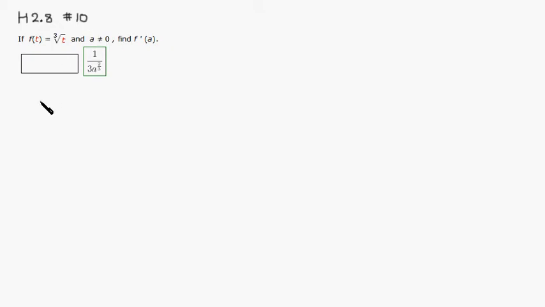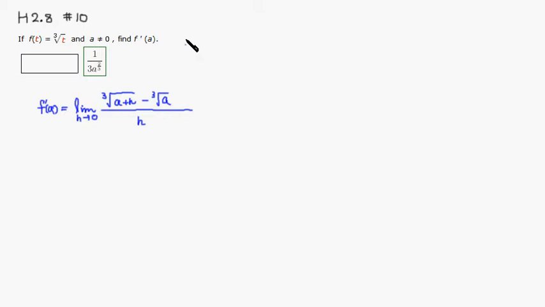So using the definition, f prime of a is the limit as h approaches 0. Then you have f of a plus h, so it's going to be a cube root of a plus h, minus cube root of a, all over h.